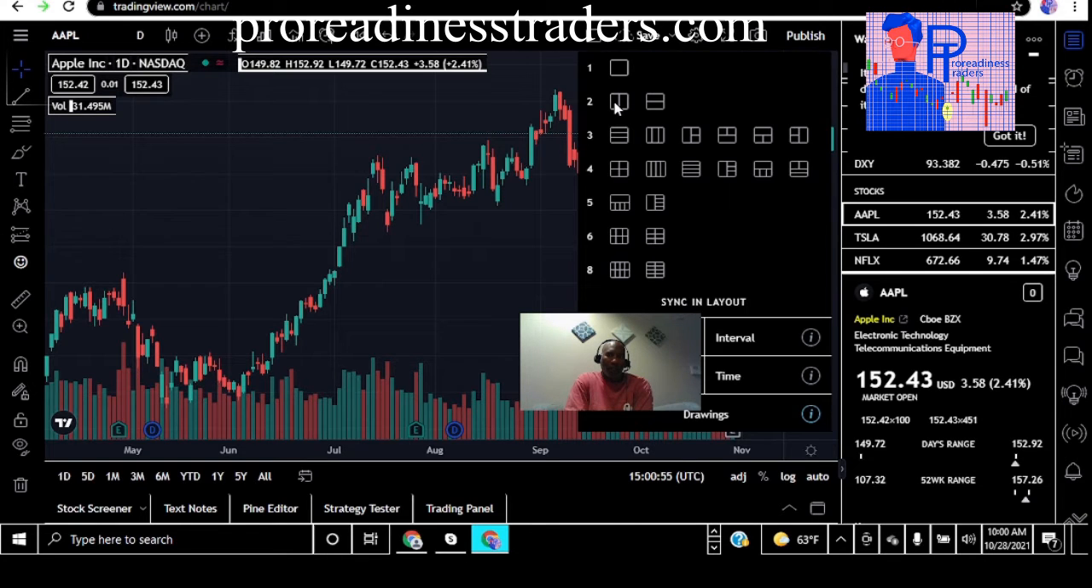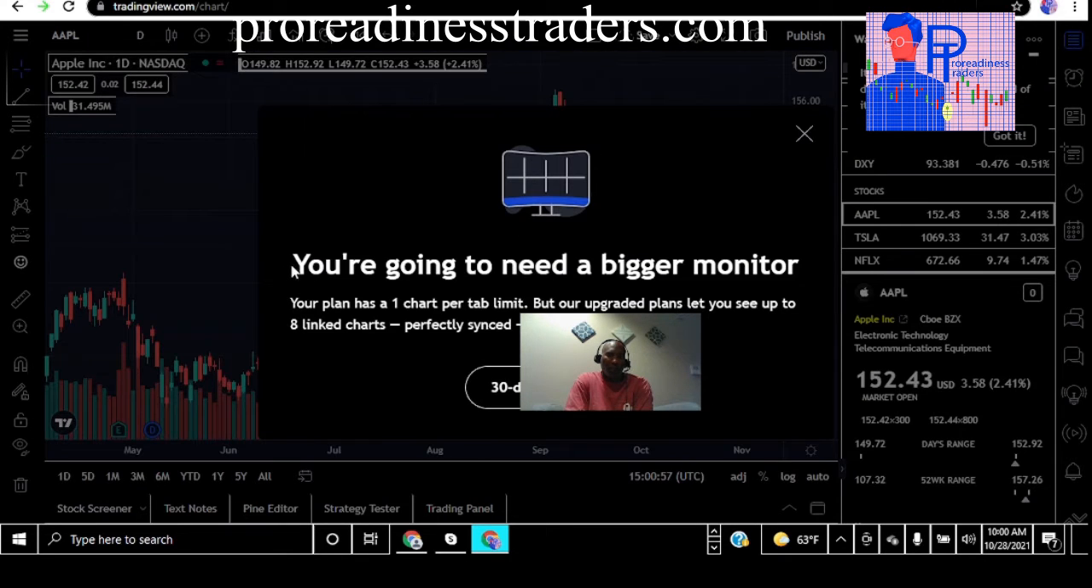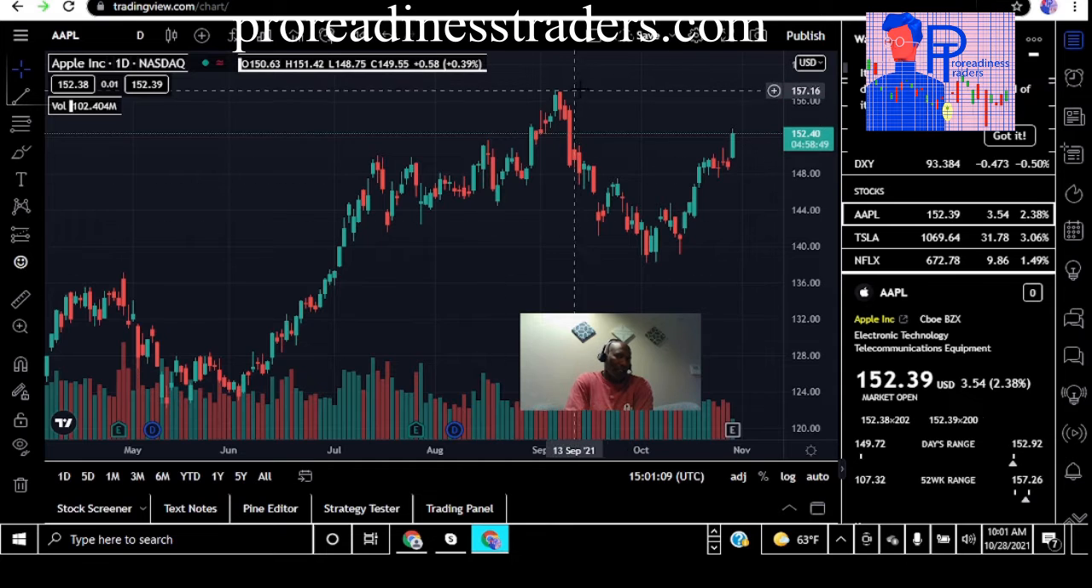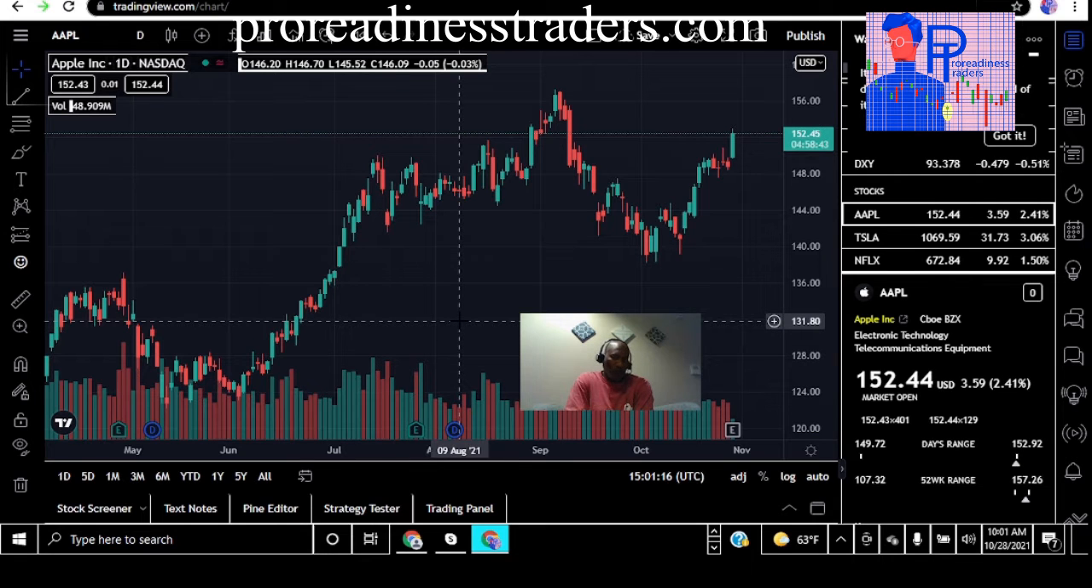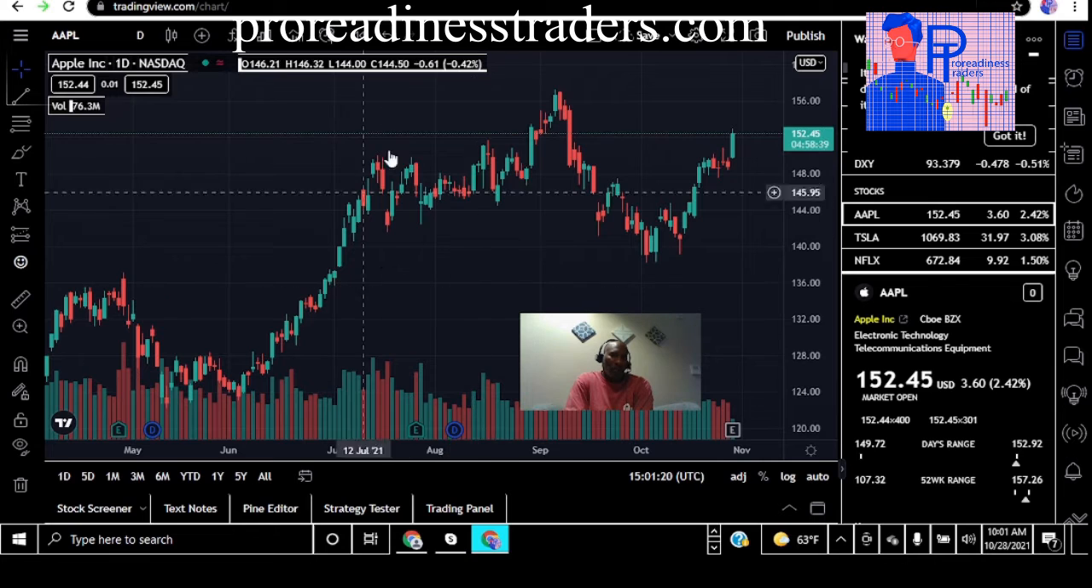I can hit here, I can split this, but you see what it says right here? You're going to need a bigger monitor. Your plan has a one chart per tab limit, but our upgrade plans will let you see up to 8 links. I personally have the highest, which is 8 links, meaning I have 8 charts on one screen. I have 4 screens total at my house. I like to put at least 8 charts.